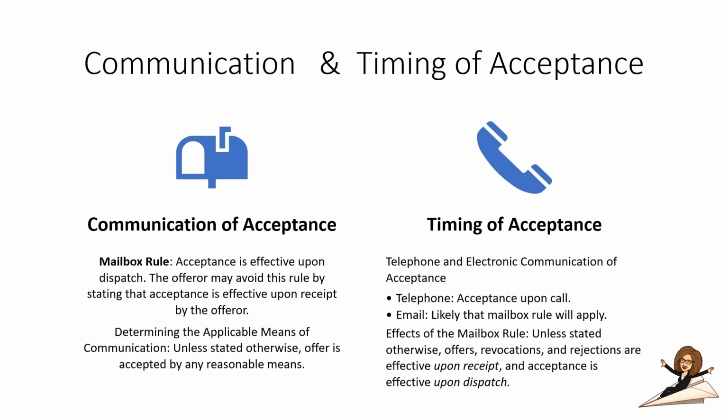Acceptances are the only communication that is effective upon dispatch. Every other type, offer, counteroffer, rejection, revocation, those have to actually be received. But the acceptance is effective upon dispatch per the mailbox rule.